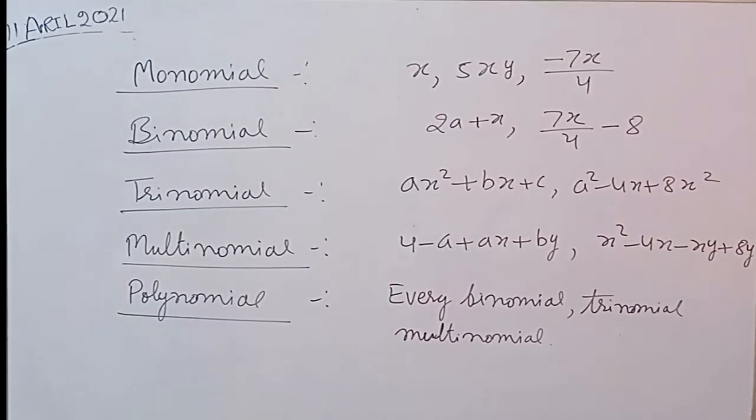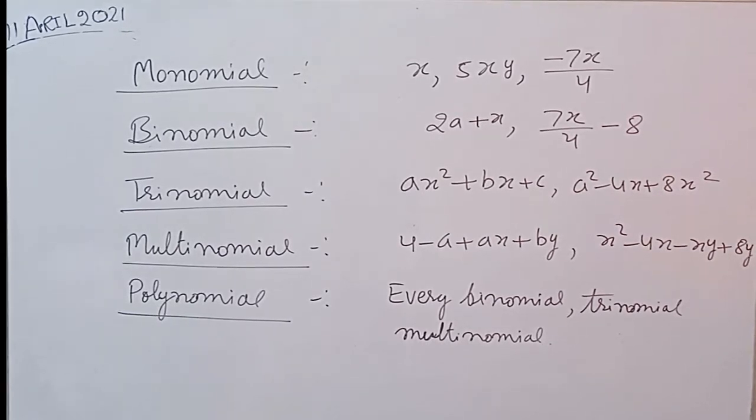Children, the types of algebraic expressions are: first is monomial, having one term, example x, 5xy, minus 7x upon 4. Second is binomial, having two terms, 2a plus x, 7x upon 4 minus 8, has two terms.